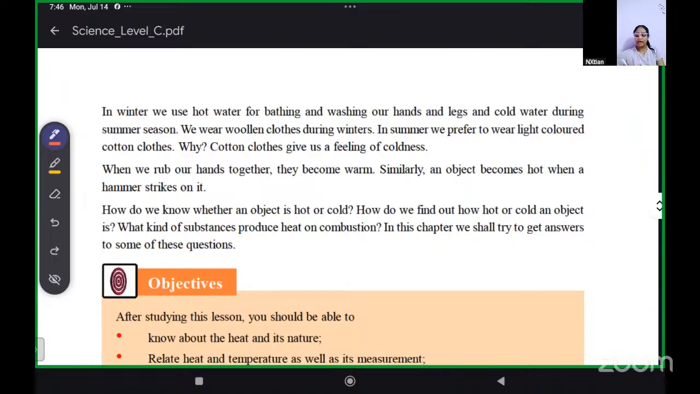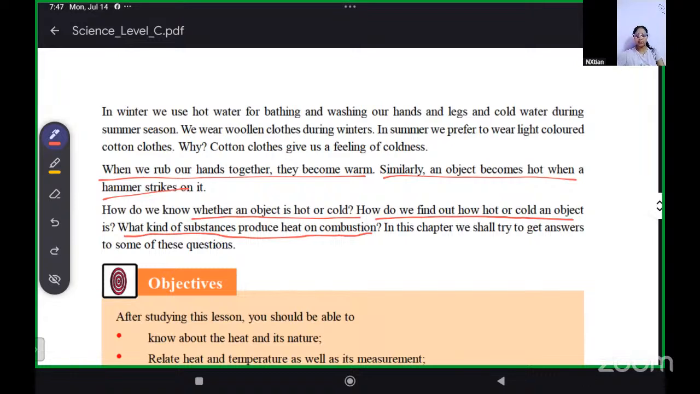When we rub our hands together, they become warm. Similarly, an object becomes hot when a hammer strikes on it. But how do we know whether an object is hot or cold? Or how do we find out how hot or cold an object is? And what kind of substances produce heat on combustion? So, in this chapter, we are going to talk mostly about that.